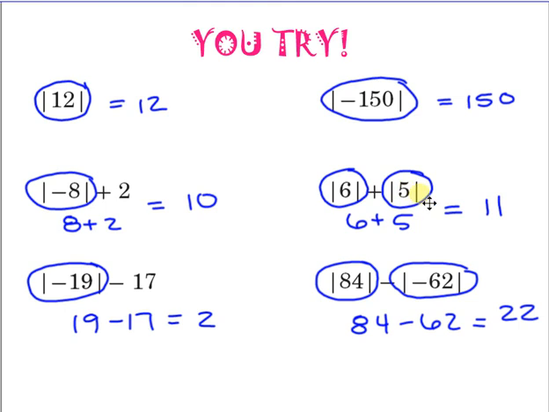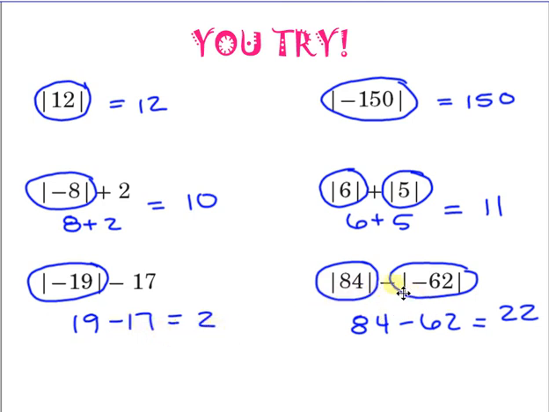Here I have two absolute values, but again, I just circle them both, solve them both, rewrite the problem. The absolute value of 6 plus the absolute value of 5. Absolute value of 6 is 6. Absolute value of 5 is 5. 6 plus 5 is 11. Here I have the absolute value of negative 19 minus 17. So I circled the absolute value of negative 19, which is 19. 19 minus 17 is 2.